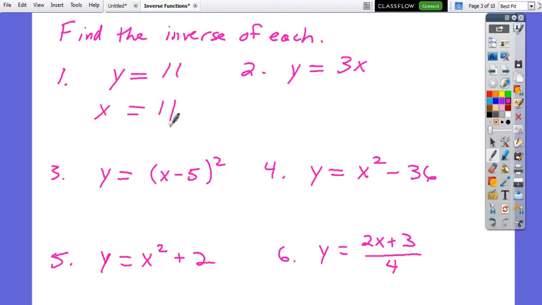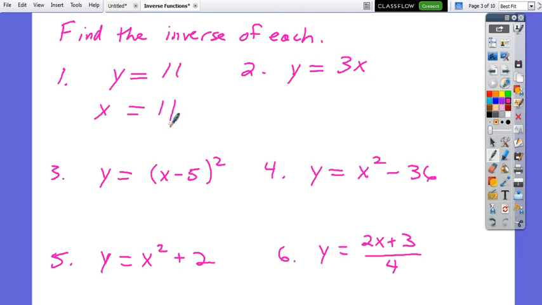Ta-da! Now, I said no inverse earlier, and I should not have said it that way. It has an inverse. It's just not a function. x equals 11 is not a function. Can you tell me why? If you graph it, what does it look like? It's a vertical line. A vertical line has repeated x values. You're using the same x value every single time. Therefore, x equals 11 is not a function.